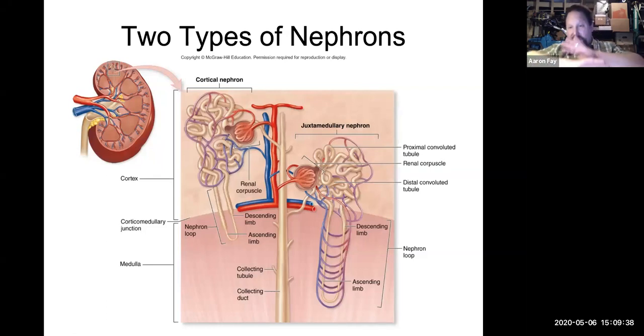So now we have followed the path of blood into and out of the kidney, and now I've just traced the path that filtrate, which is created inside the renal corpuscle, right? That flows out the nephron and eventually out your urethra.